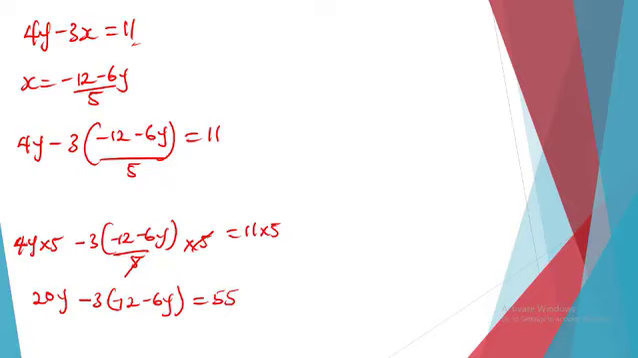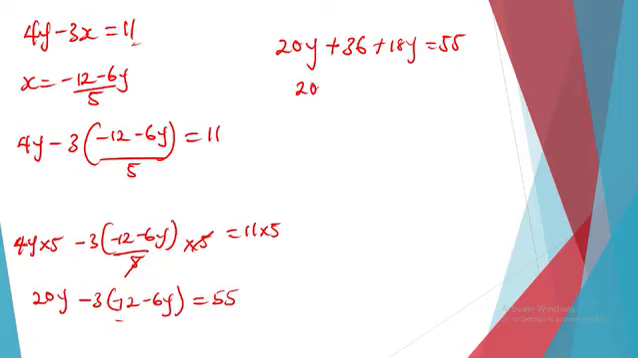At this point, we open this bracket. Then we have 20y minus 3 times minus 12 will give us plus 36. Minus 3 times minus 6y will give us plus 18y, and then that is equal to 55. We collect like terms.